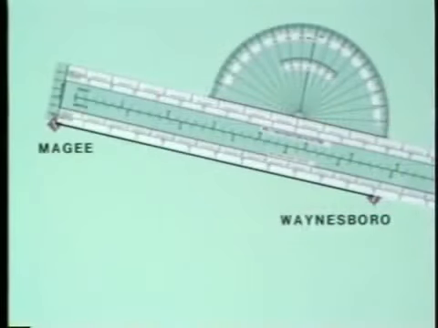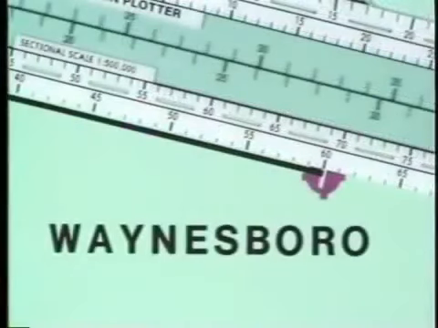To measure the distance from McGee to Waynesboro, place the zero end of the plotter over the departure airport and align the straight edge with the course line. In this example, the nautical mile scale is used. The distance to the destination airport is 60 nautical miles.